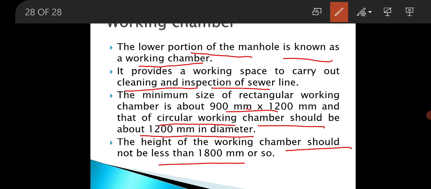So this is all about the different parts of the manhole. The next class we will discuss about some more sewer appurtenances. Thank you.